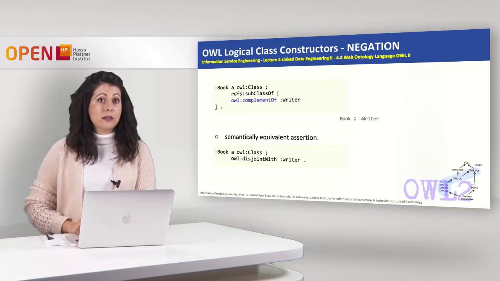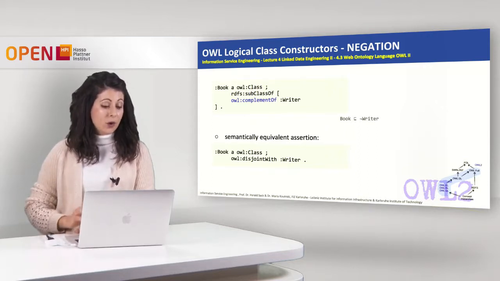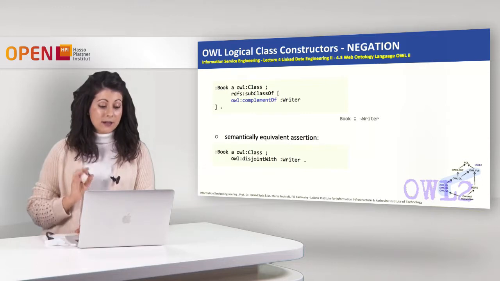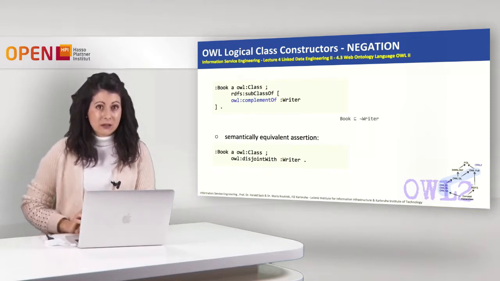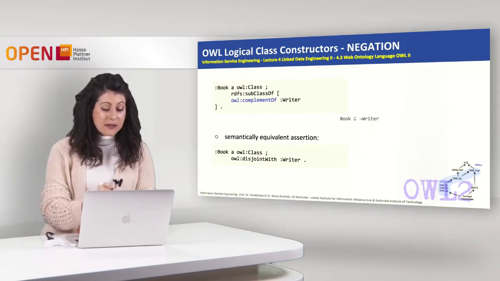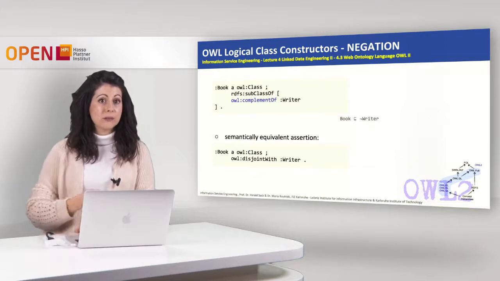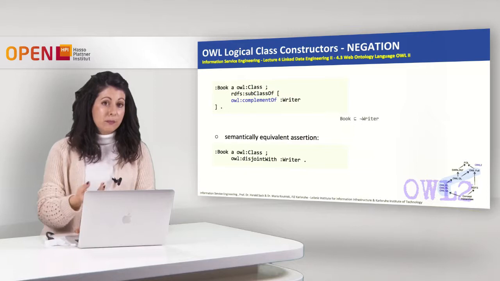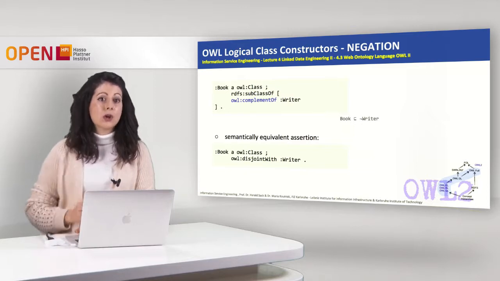And let's move to the negation, which we achieve by using the property owl:complementOf. So here we have a class Book again, and what we say is that it's rdfs:subClassOf complementOf Writer. And what do we achieve? This is a semantically equivalent assertion to what we've seen also before in the previous part of the lecture, to the statement that Book, which is a class, is disjoint with Writer.